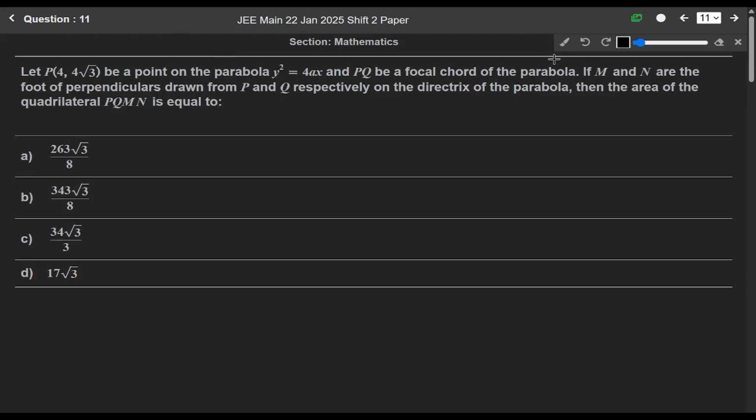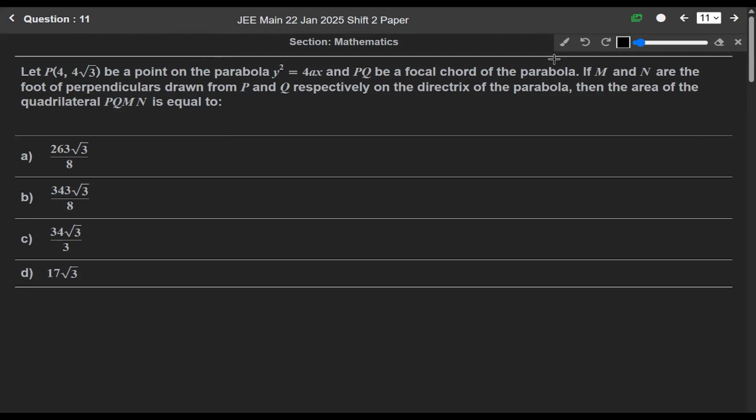Now the next question is 11. Let P(4, 4 root 3) be a point on the parabola y square equals 4ax and PQ be a focal chord of the parabola. If M and N are the foot of perpendiculars drawn from P and Q respectively on the directrix of the parabola, then the area of the quadrilateral PQMN is equal to, okay.